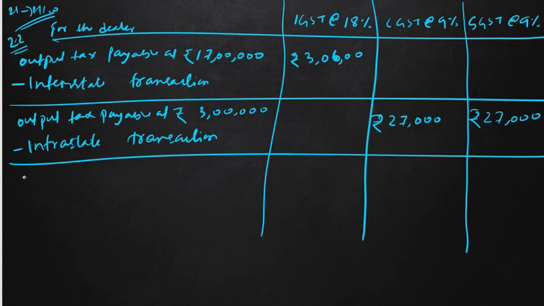Now the total value of his receipt was 15 lakh. On that total value of his receipt, we calculate the ITC. So next we will calculate the ITC at which price? At rupees 15 lakh.